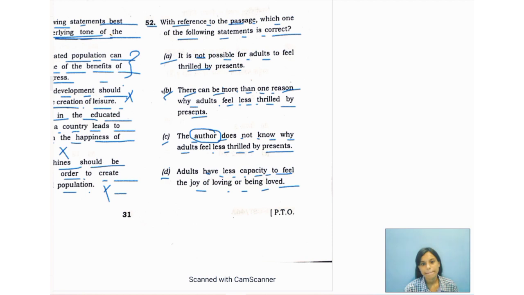So we can go with number B, because we don't know exactly why adults don't feel thrilled by presence, because there are numerous complications when a child becomes an adult. Okay, so number B. Let's move over to the next question.